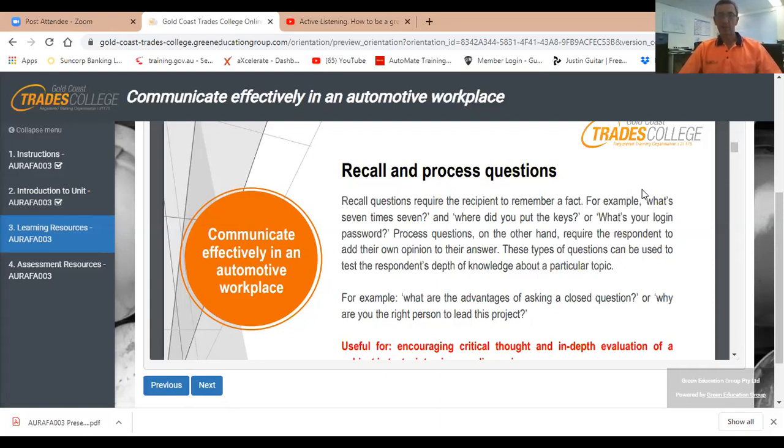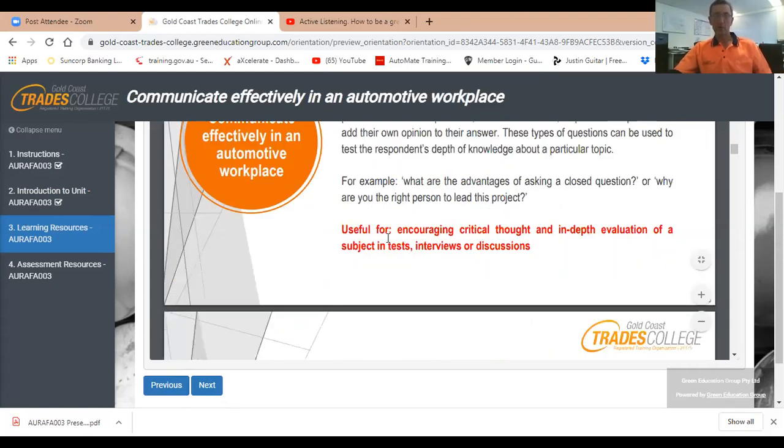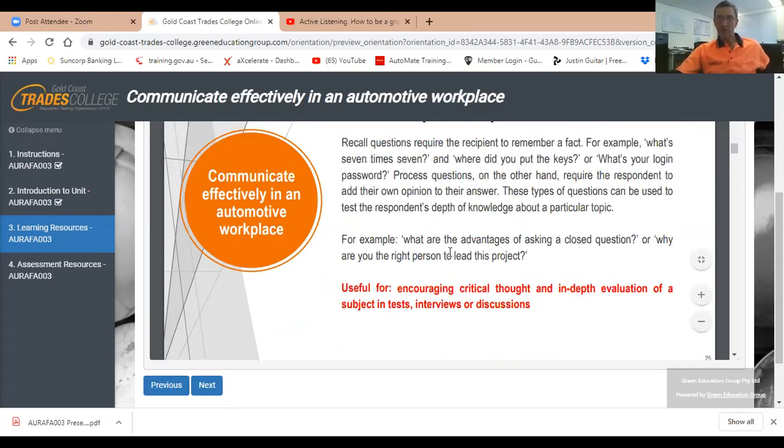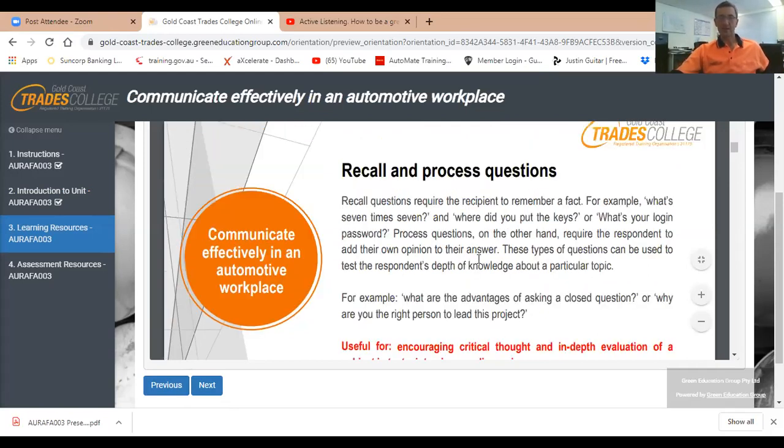For example, what are the advantages of asking a closed question? Or why are you the right person to lead this project? So they're useful for encouraging critical thought and in-depth evaluation of subjects, tests, interviews, and discussions. So encouraging critical thought, encouraging you to think about what it is that you're about to say. So recall and process questions.